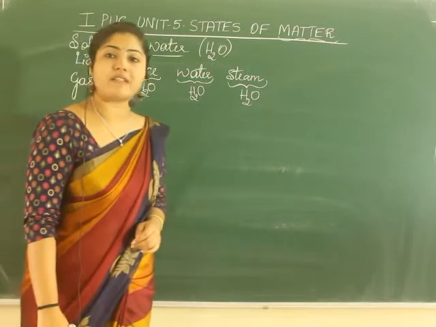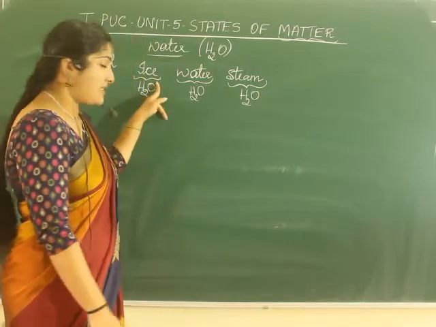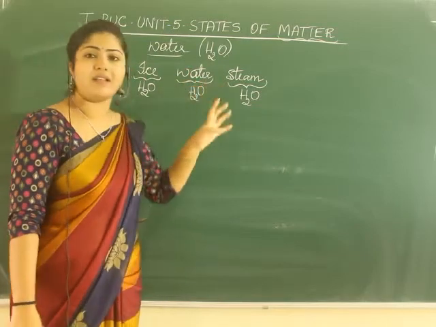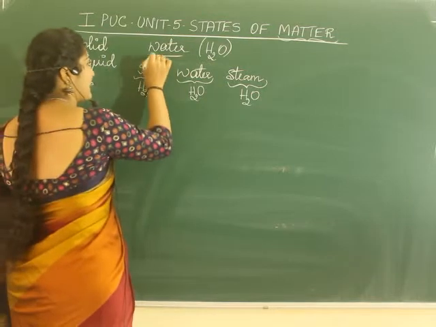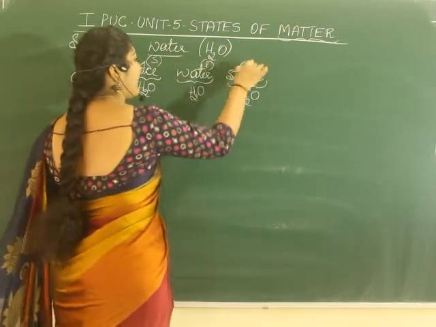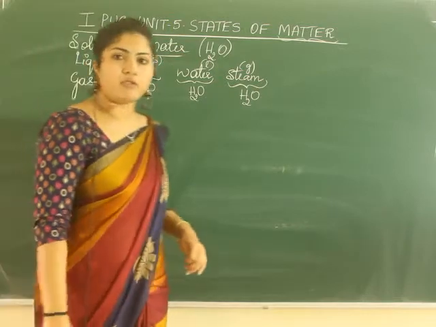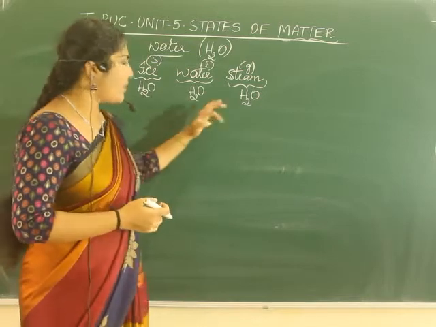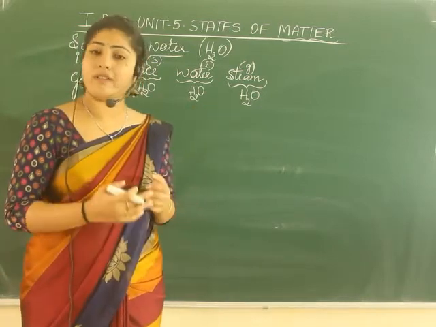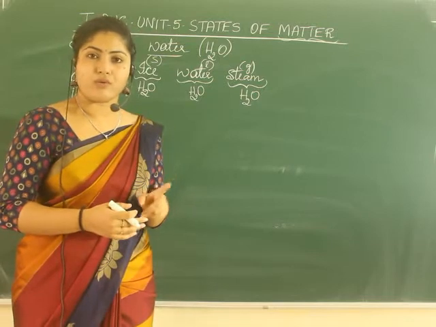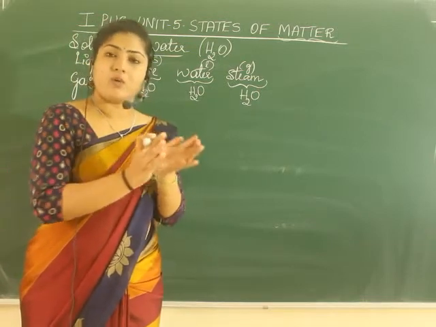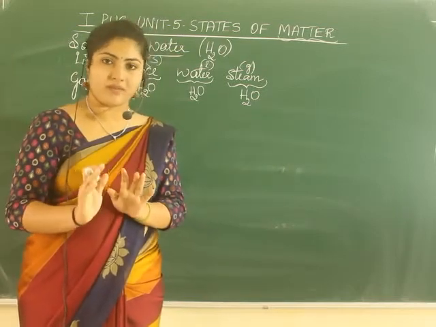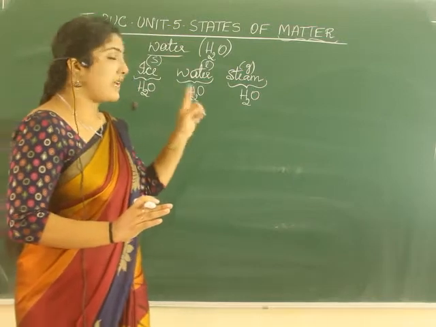What is the difference here? The difference is its physical state. Ice is in its solid state. Water is in its liquid state, steam in gaseous state. That is all the difference. Here solid, liquid and gas. Now what do we have to know? What is the difference here? You can just look at the formula and say all these three are same. Whether the nature of it is same? No. Ice has a particular property, water has a particular property and steam has a particular property. Am I right?